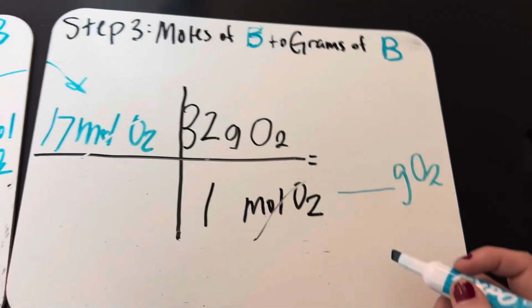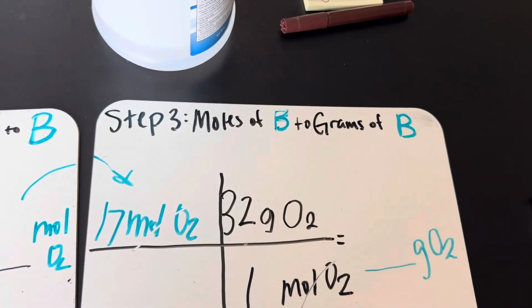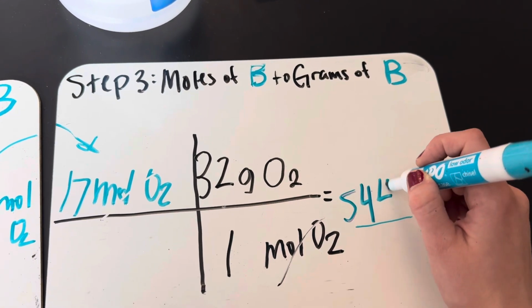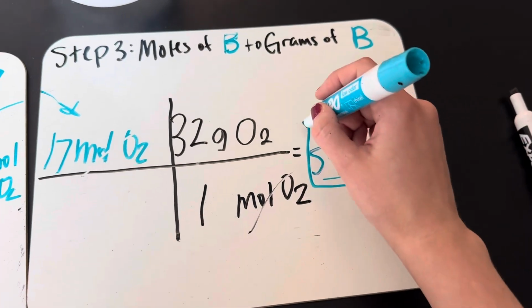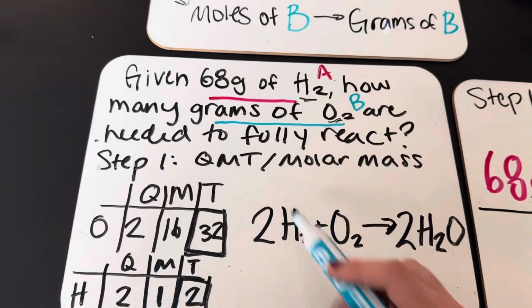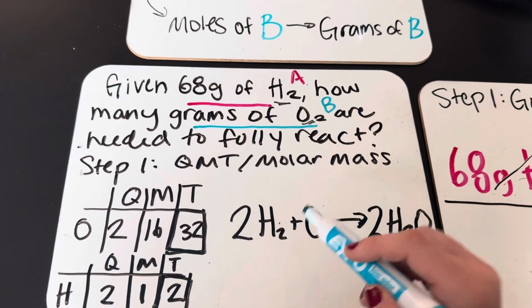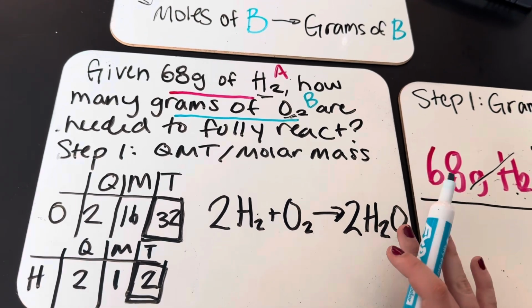And so your final answer is going to end up being, I don't remember. Oh, I do remember. It's 544 grams. Took me a second. So that is your final answer. After all this work, you figured out that with 68 grams of this, you're going to need 544 grams of this to fully react. Very involved, but it's conversions you already know how to do. You just have to remember the order.